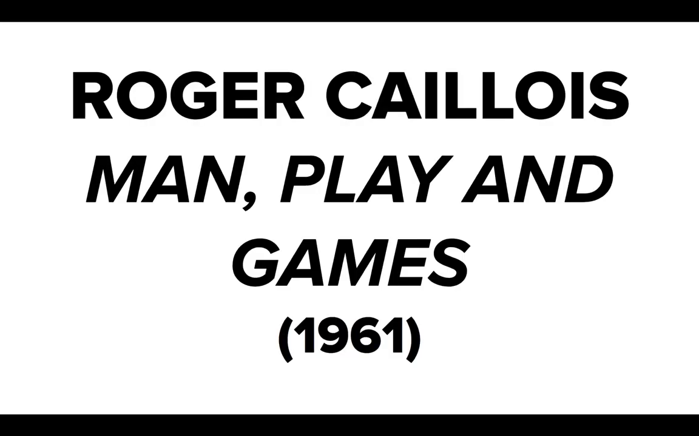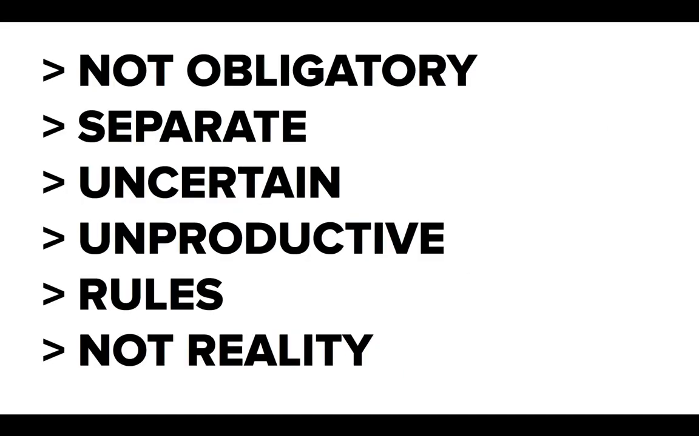We spoke a little bit about the magic circle, which is the idea of play and games being a place that you step into away from reality, where special rules apply within that zone. Which leads us to Roger Caillois' Man, Play, and Games. And he listed certain attributes of games and play: not obligatory, separate, uncertain, unproductive. They have rules, and they're not explicit reality. They are not tied to what we consider to be our everyday life.